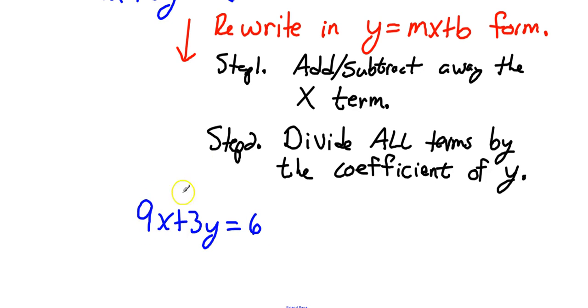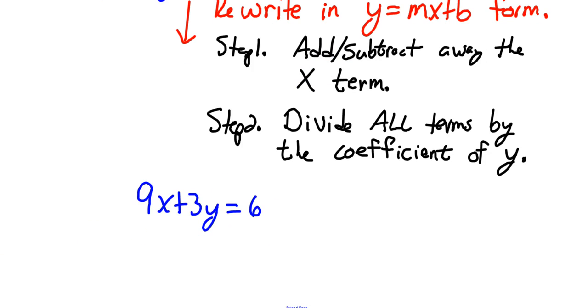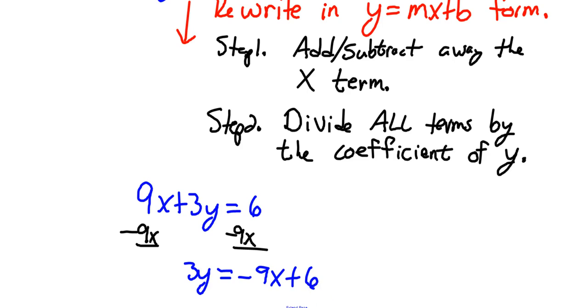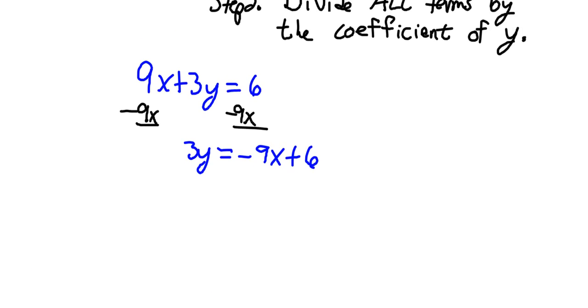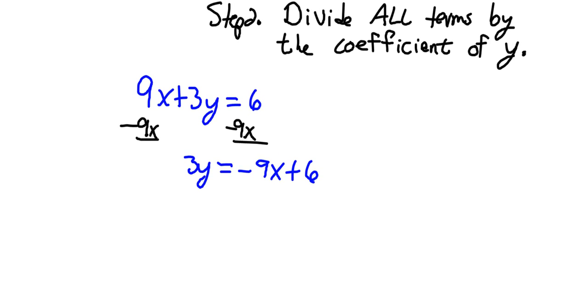Okay, so that's what we started with. So the first thing is we're going to add or subtract away the x value. So we're going to subtract 9x from both sides. And because we're doing y equals mx plus b form, you want to put that x value first. So 3y would equal negative 9x plus 6. So if we move the x value away, we got the y term by itself. Step 2 now, we're going to go back and divide all the terms by the y coefficient, which was 3.